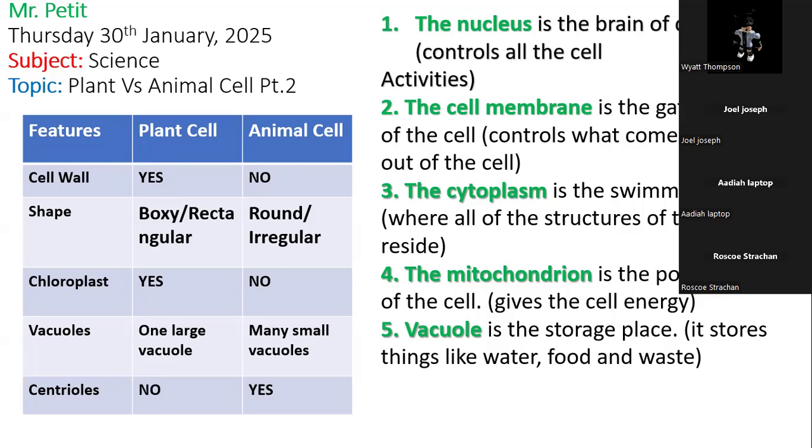All right, Roscoe, where's Roscoe? Yes, sir. Are you finished with the table? Yes, sir. So which part are you on now? The second part. Which one in particular? Number 3. Number 3. Okay.